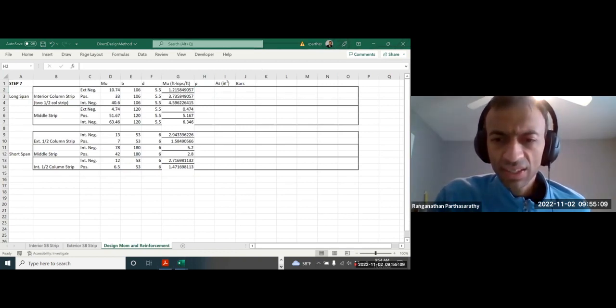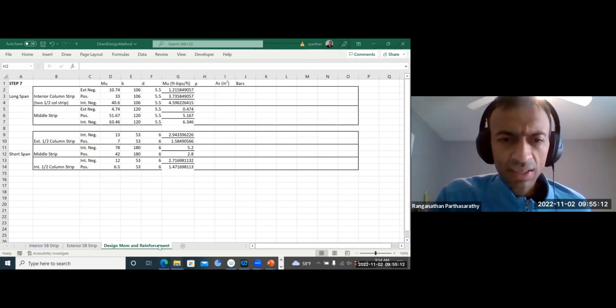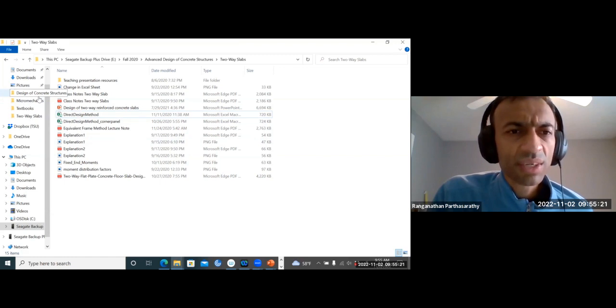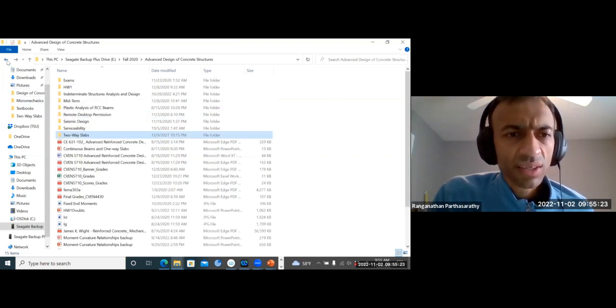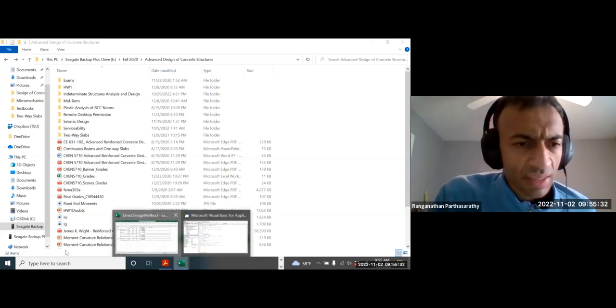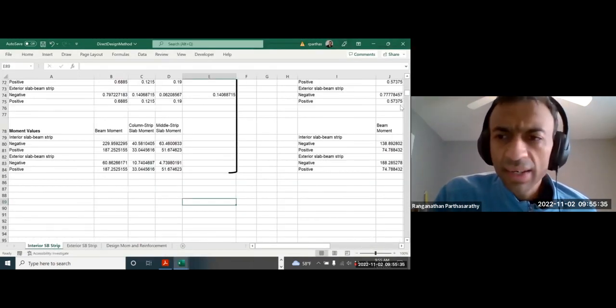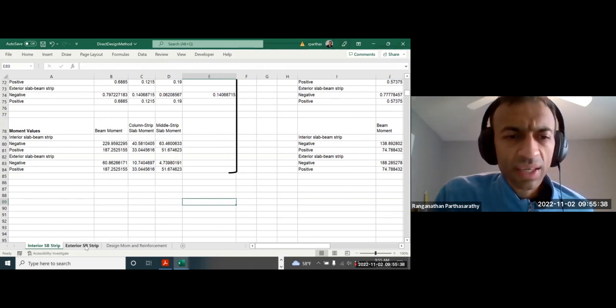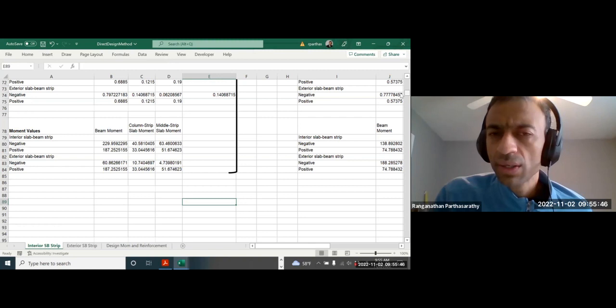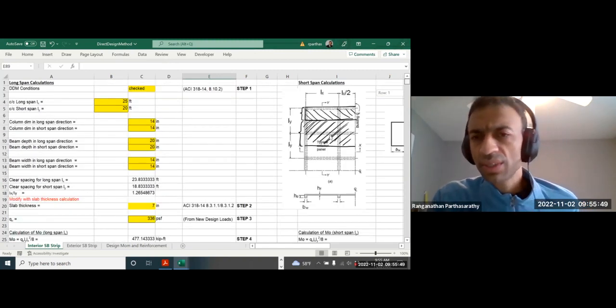So is that okay? You think that's okay? I will send you that. I think I had one homework for that. In the Excel sheet I had done the interior slab beam strip. Okay, here the exterior slab beam strip is done for you.